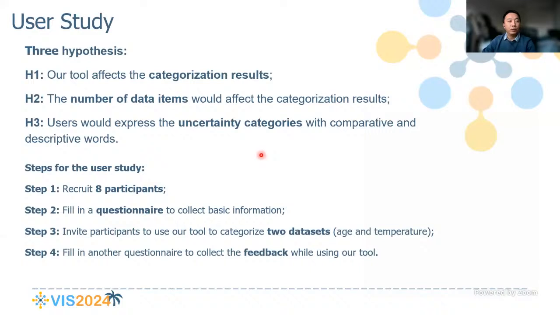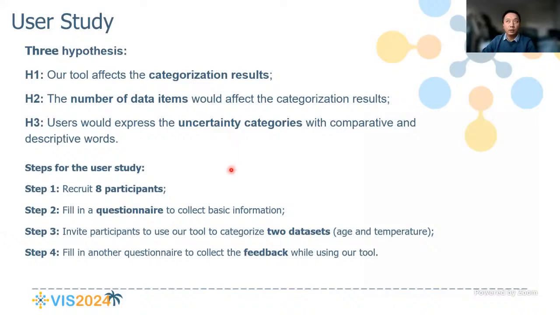Now let's move on to the user study. In the user study, we proposed three hypotheses. Hypothesis 1, our tool could affect the categorization results. Hypothesis 2, the number of data items would also affect the categorization results. Hypothesis 3, users would express the uncertainty categories with comparative and descriptive words.